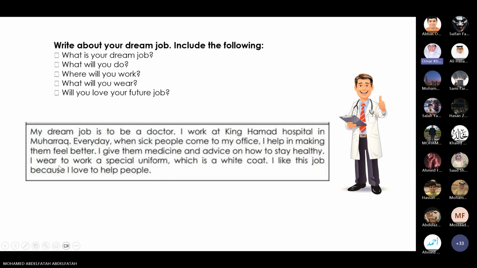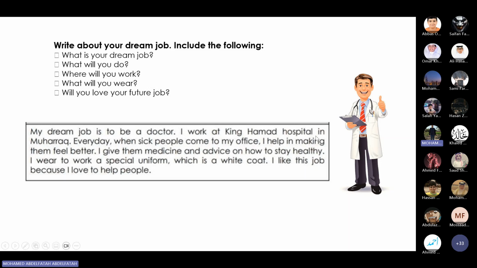I wear to work a special uniform, which is a white coat. I like this job because I love to help people. Bravo, Omar. Good reading. So students, listen again. My dream job is to be a doctor. You can write about a police officer, a pilot, anything else. It's up to you.